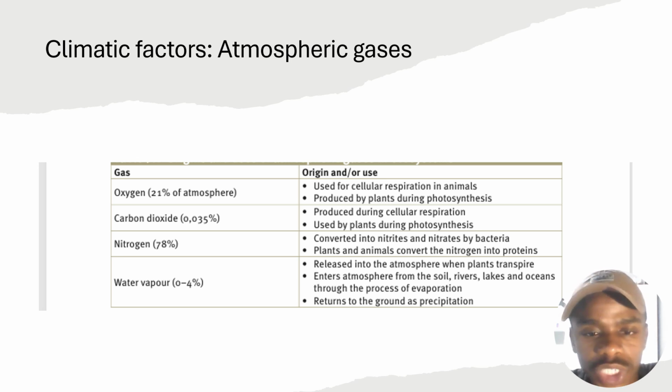And we have nitrogen, which is converted into nitrites and nitrates by bacteria. Plants and animals convert the nitrogen into proteins. And then we also have water vapor, which is released into the atmosphere when plants transpire, and enters the atmosphere from the soil, rivers, lakes, and oceans through the process of evaporation, and then it returns to the ground as precipitation.